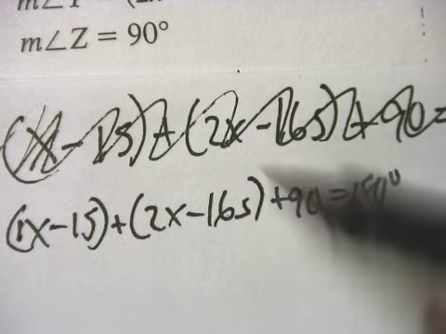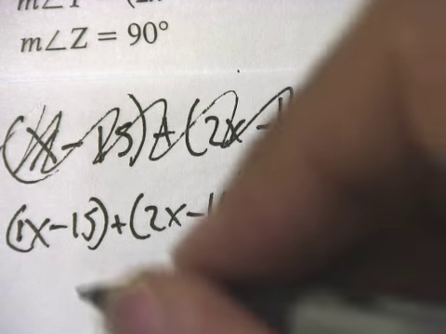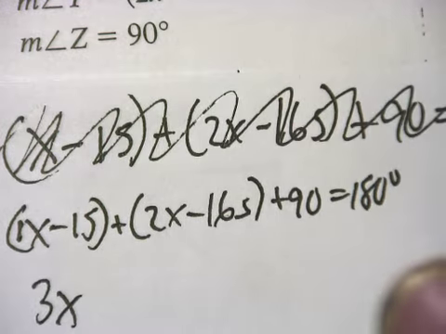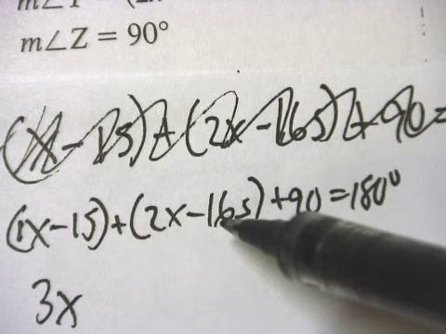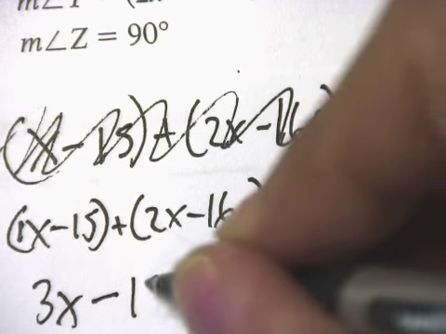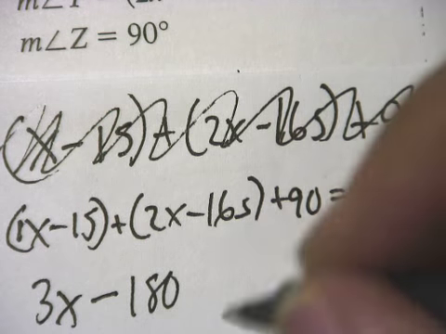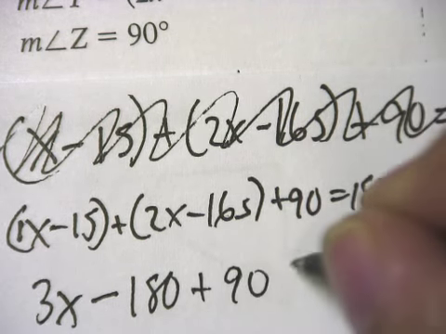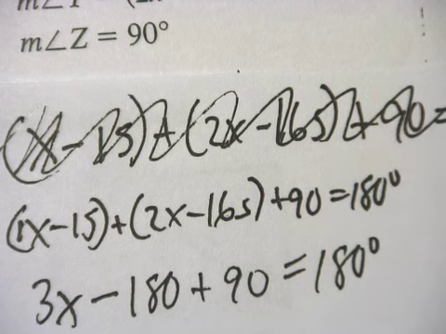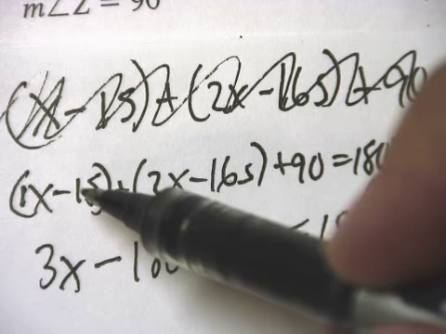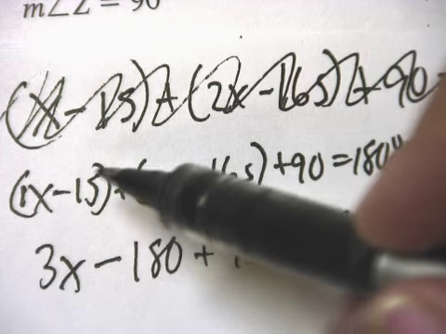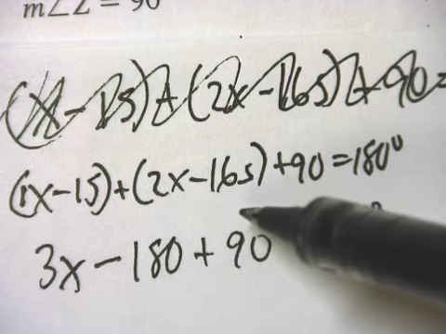Okay, I just wrote it a little bit smaller here so we can all see it on the screen. There's a 1 in front of there. Now let me put like terms together. I know that 1x and 2x is 3x. I know that negative 15 and negative 165 gives me negative 180. Plus 90 that's there is equal to 180 degrees. All I've done so far is just put like terms together.